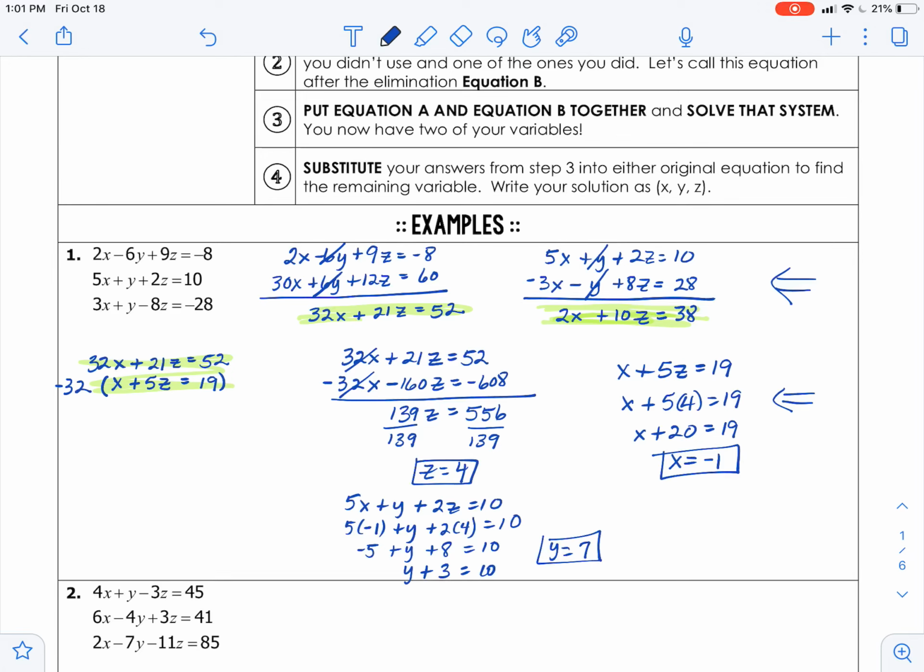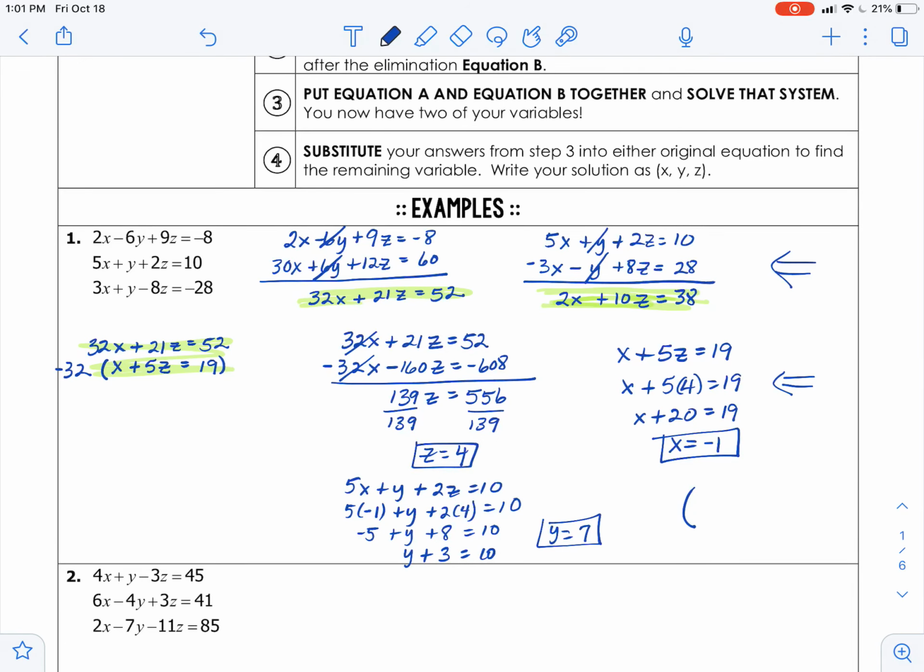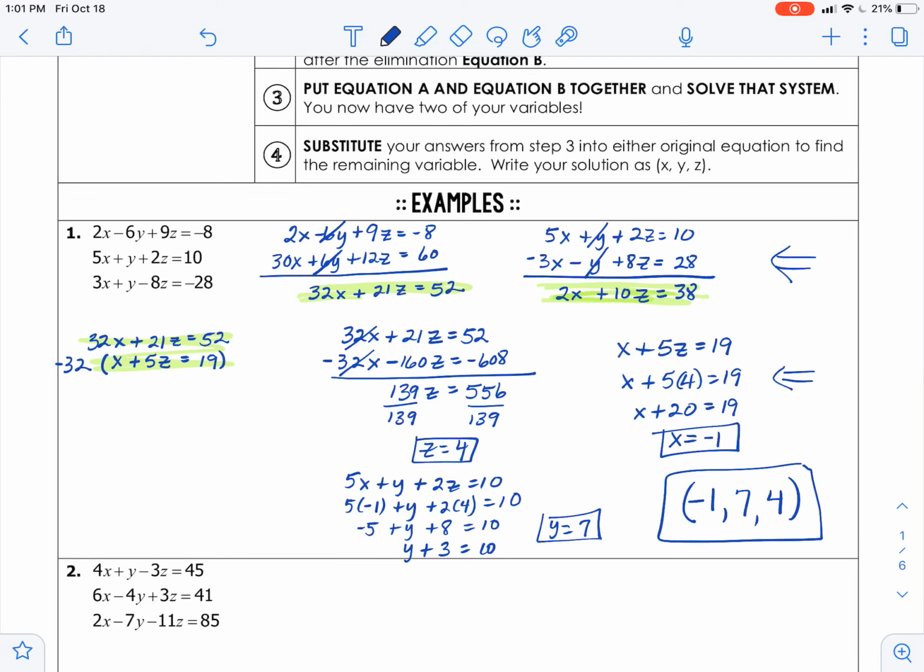Okay? Now, how do you write your answer? Well, it is a point. It's a point in 3 dimensions. And so we write it as a point, even though I box those answers, but your answer should be a point. So it should be, and you put them in order, X, Y, Z. And that is my final answer. Okay? And if, again, if I've showed you how to graph in 3D, that would be a specific point where they all three hit.